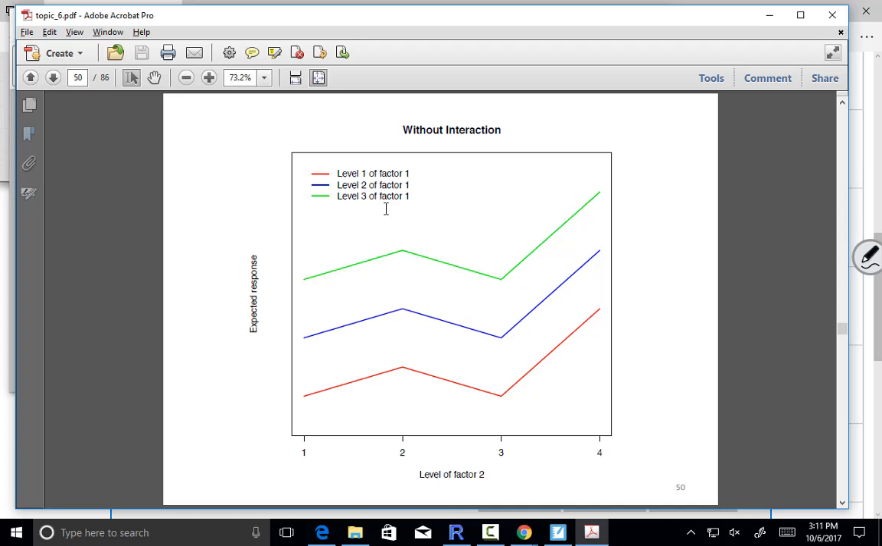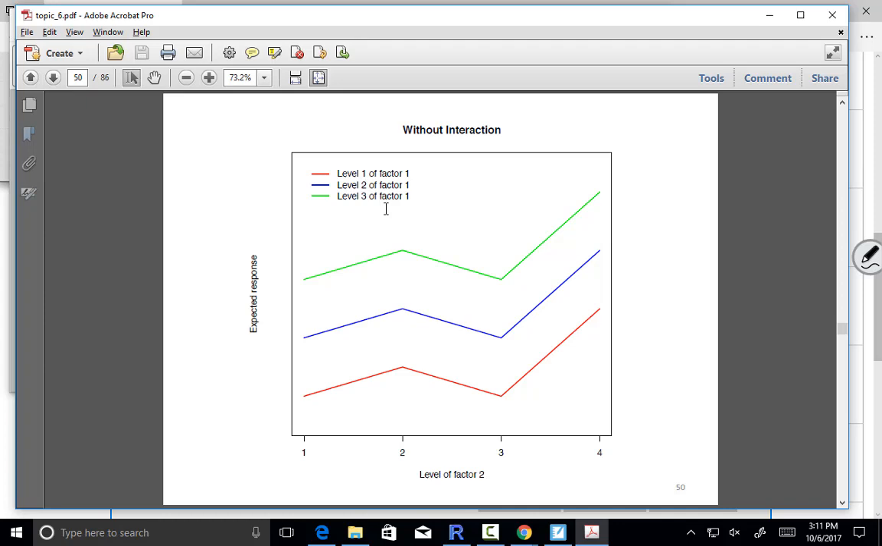So roughly speaking, the effect of level 3 of factor 1 is to raise the response on average, and the effect of level 1 of factor 1 is to decrease the average response. You can see red, blue, green, ordered in that way. Asking about the effect of factor 1 is like asking what happens from green, blue to red while ignoring the horizontal axis. Just without respect to factor 2, what happens as you go from level 1 to 2 to 3 of factor 1?